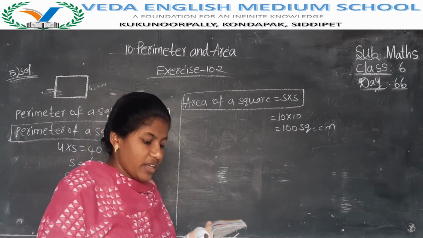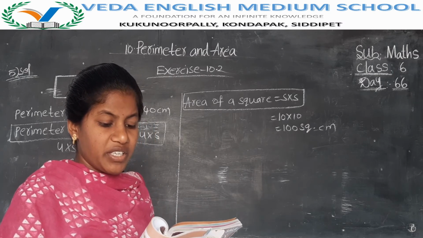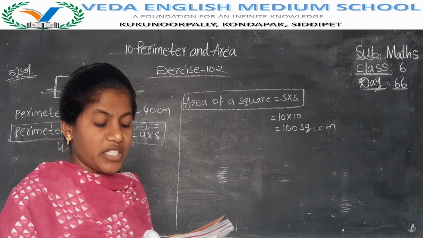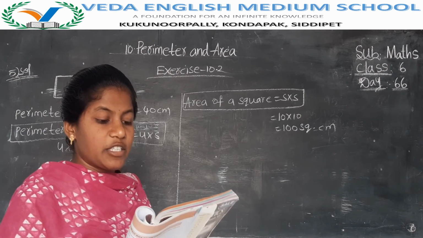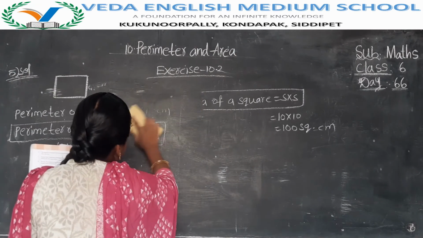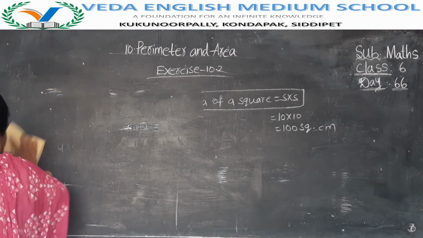Next, sixth one. The area of a rectangular plot is 2400 square meters and its length is 1 into 1 by 2 meter times its breadth. Then what is its perimeter? Length is 1 into 1 by 2 meters times the breadth. So we have to take the breadth as x. Then by using the breadth we find the solution.